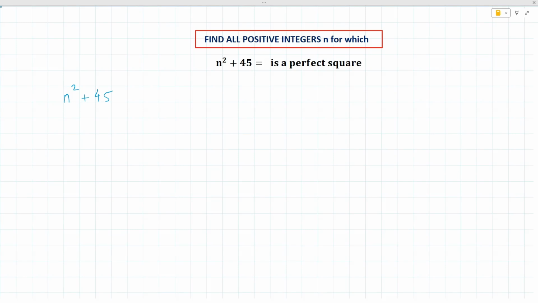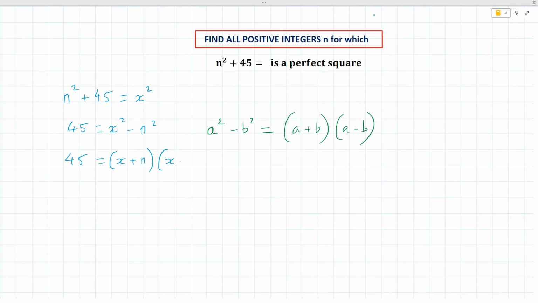So it's pretty much the same thing as saying n squared plus 45 is equal to x squared. Moving the n squared to the right, we can say 45 equals x squared minus n squared. And there's a formula that's going to be pretty useful here, which is the difference of two squares. If you see a squared minus b squared, we can say that's a plus b, factor of a minus b. And so as we factorize the right hand side, we can change it into 45 equals x plus n, factor of x minus n. So this is quite interesting.